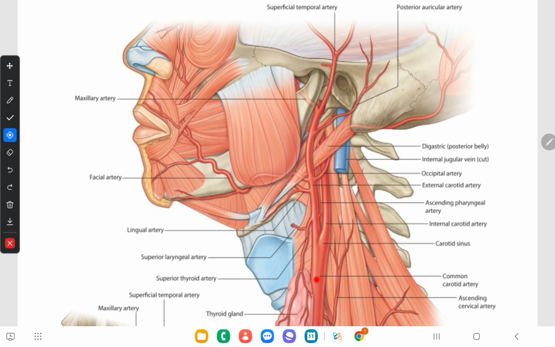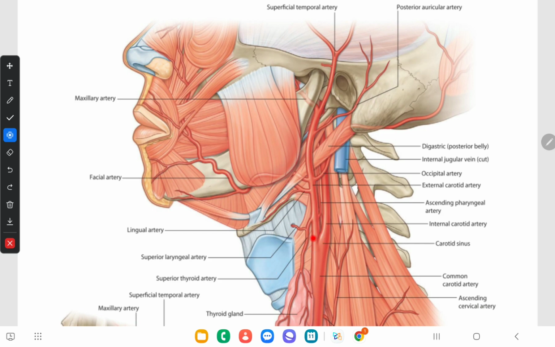Here this is the common carotid artery. You can see the bifurcation of the common carotid artery here. So it divides into internal carotid artery and external carotid artery. Common carotid artery comes and ascends upward, and it divides into two branches as internal carotid artery and external carotid artery. So the level of bifurcation is the upper border of the thyroid cartilage. This is the thyroid cartilage.